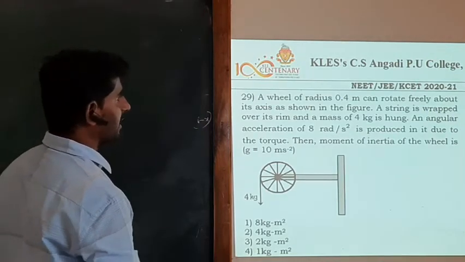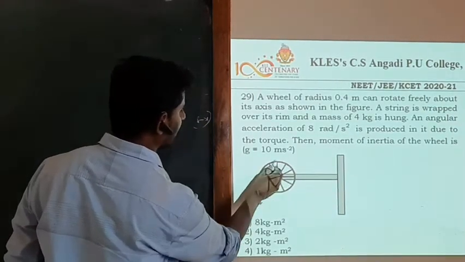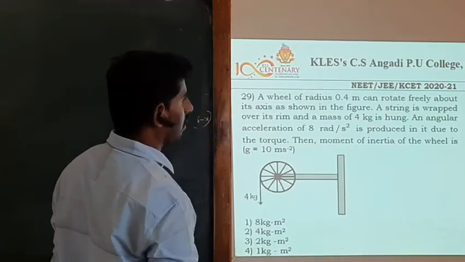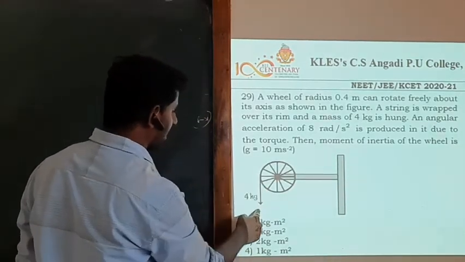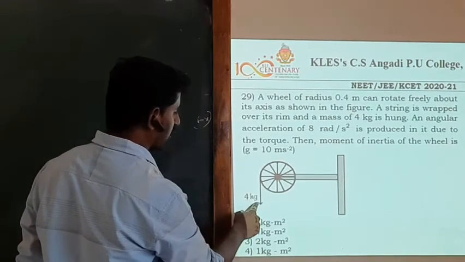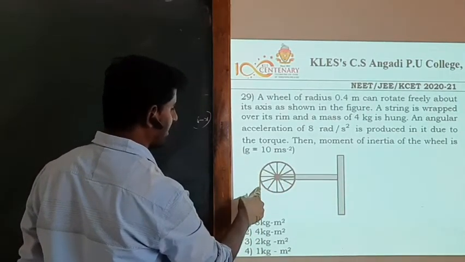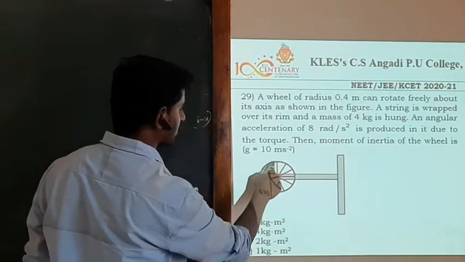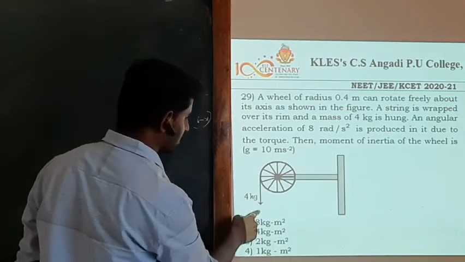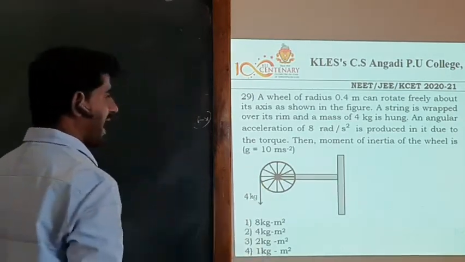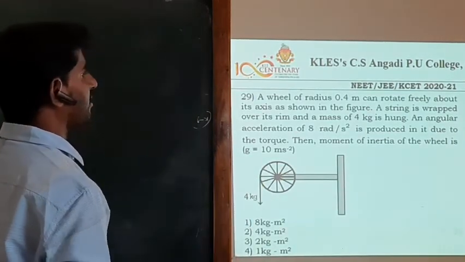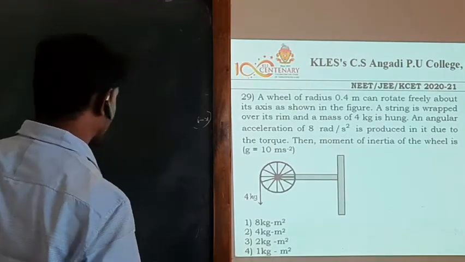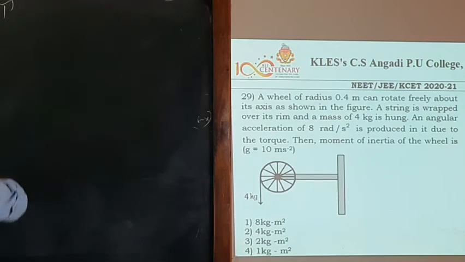Okay, so initially it was rotating with a constant angular velocity. When a rope with a mass of 4 kg is applied on this wheel, there will be a force like this with a rotational effect. That is considered to be torque. With this torque, it started to accelerate, and that acceleration is 8 radian per second square. If so, what's the moment of inertia? Here we should go through the torque.